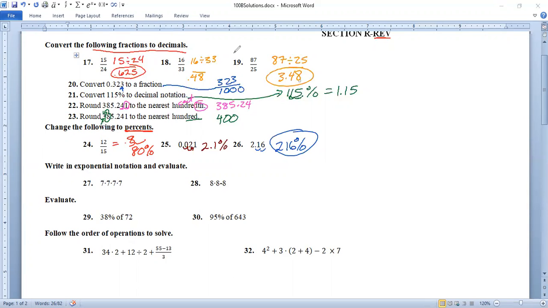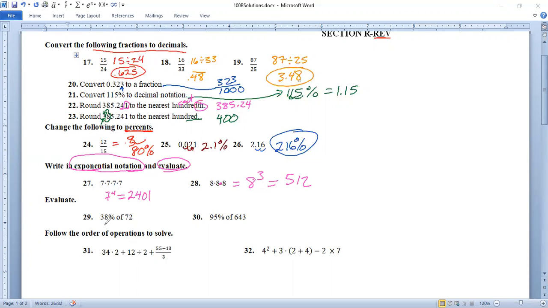All right. So now we'll do number 27. Write in exponential notation and evaluate. So notice there are 2 different answers we need on this one. 7 times 7 times 7 times 7, that's 7 to the 4th power. And evaluated, that's 2,401. Good. Here's 8 times 8 times 8. That's 8 to the 3rd power, and evaluated, that is 512. Excellent.